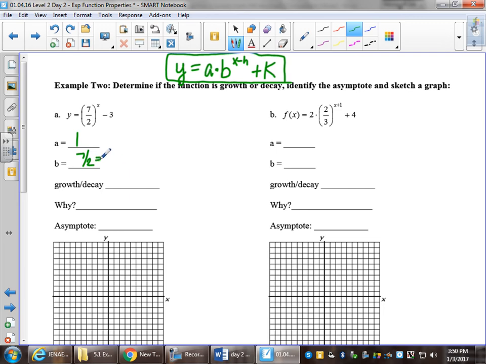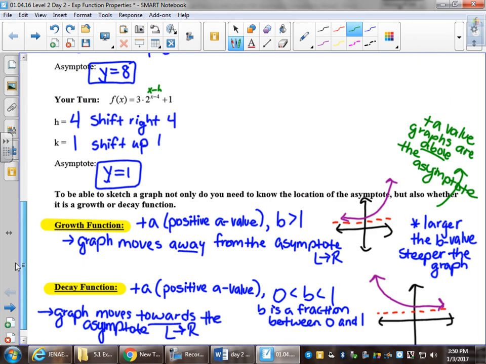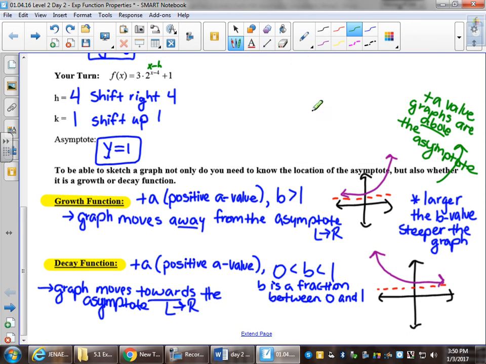Seven halves is the same as 3.5. Let's pause right there. We've identified A, we've identified B. To know if this is growth or decay, we have to go back and look at what we just wrote. Growth, we should actually probably highlight this. Growth is when B is greater than 1. Decay is when B is between 0 and 1. Growth, greater than 1. Decay, between 0 and 1.